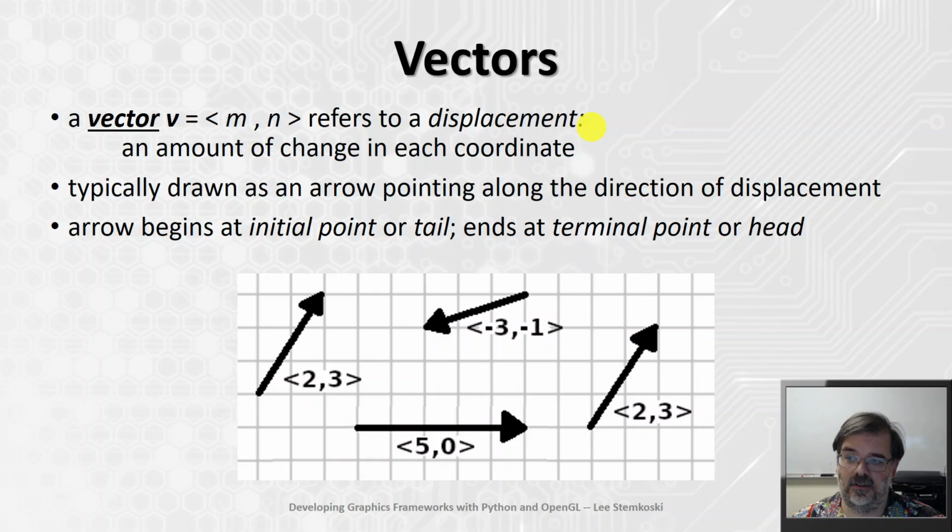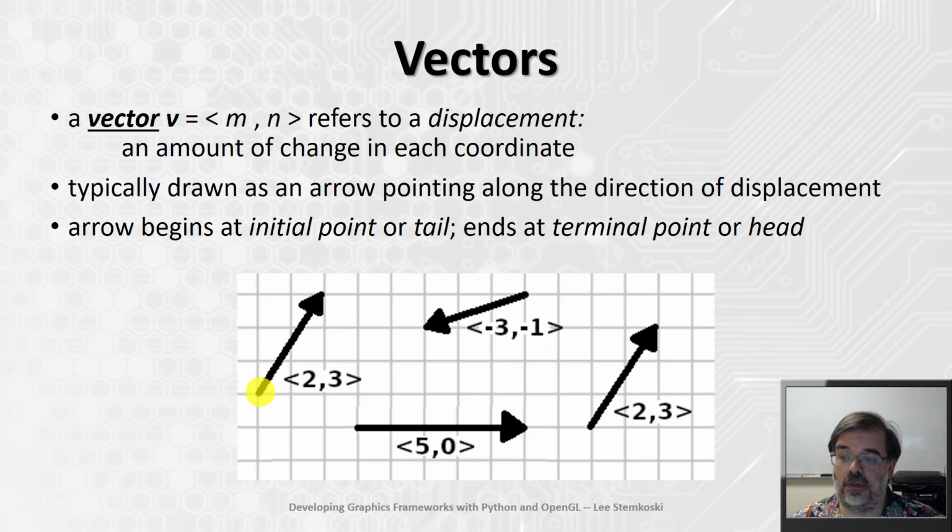In contrast, a vector refers to some type of displacement, that is, an amount of change in each coordinate. Technically, this can be drawn without reference to an origin, and each vector is drawn as an arrow pointing along the direction of displacement. For example, this is the vector ⟨2, 3⟩. The point at which it begins is called the initial point, or tail. The point at which it ends is called the terminal point, or the head.